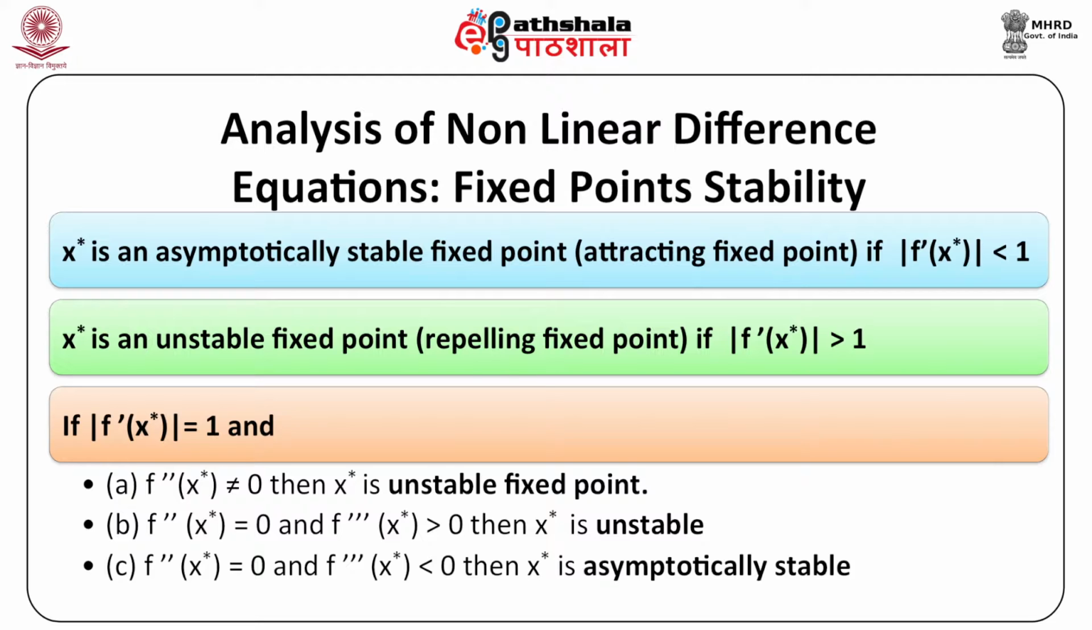Then, one, x* is an asymptotically stable fixed point, that is, an attracting fixed point, if |f'(x*)| is less than 1. Second, x* is an unstable fixed point or a repelling fixed point if |f'(x*)| is greater than 1. And third, if |f'(x*)| is equal to 1 and if f''(x*) is not equal to 0, then x* is an unstable fixed point.